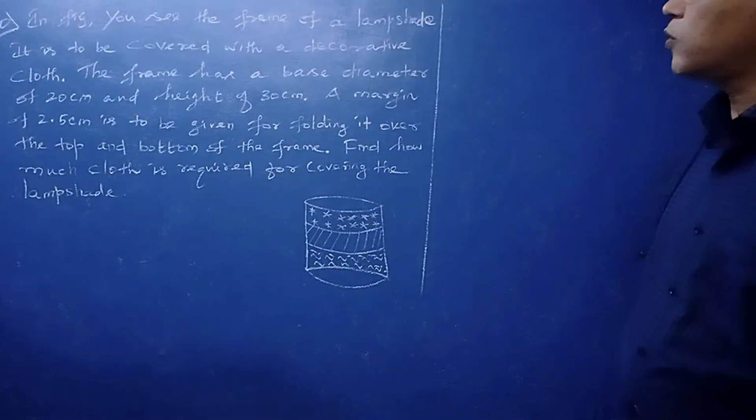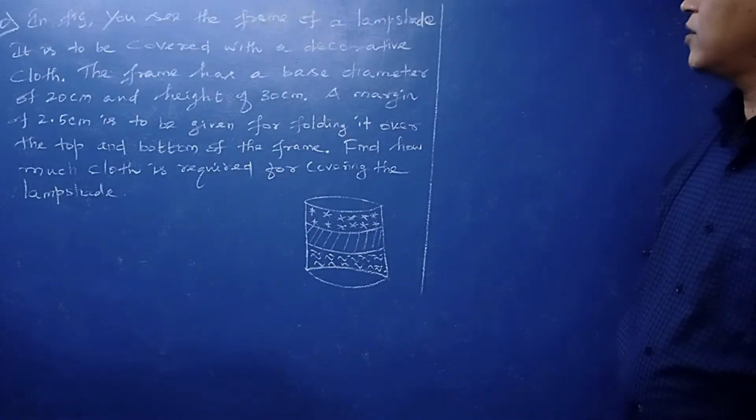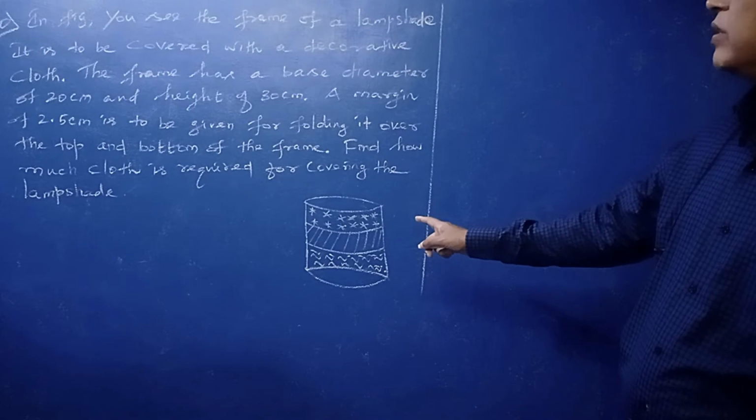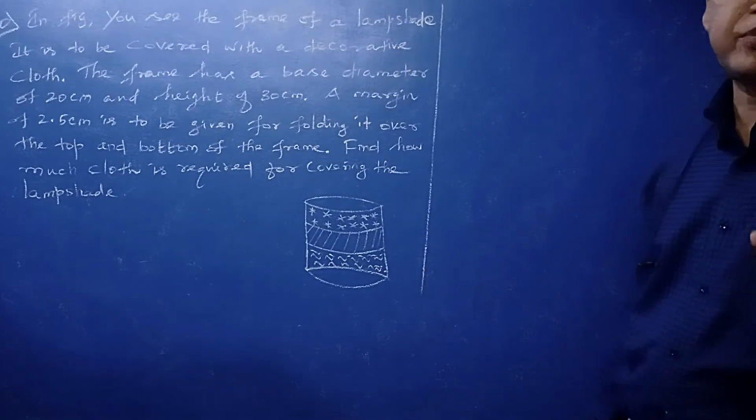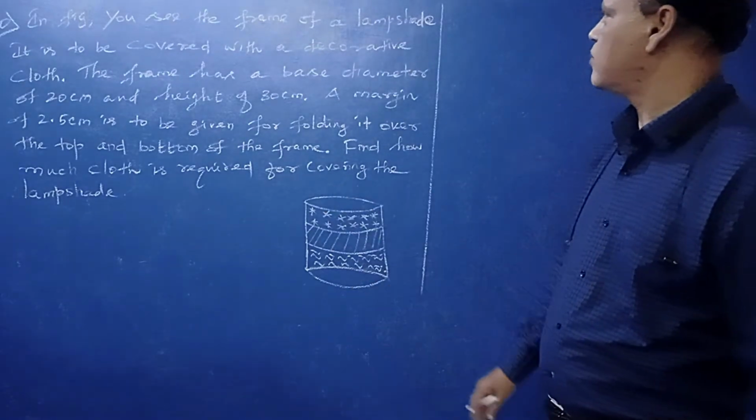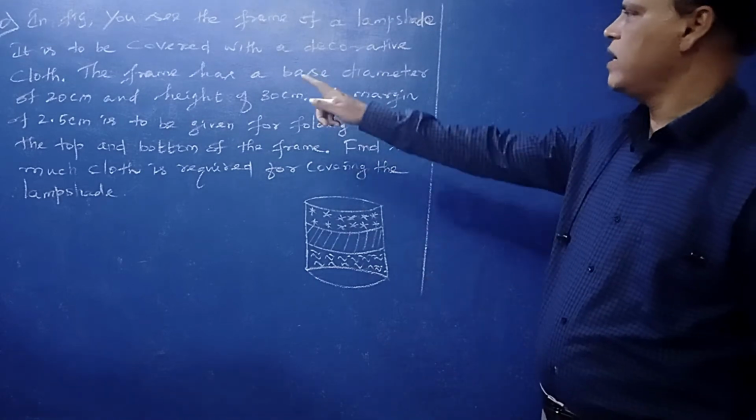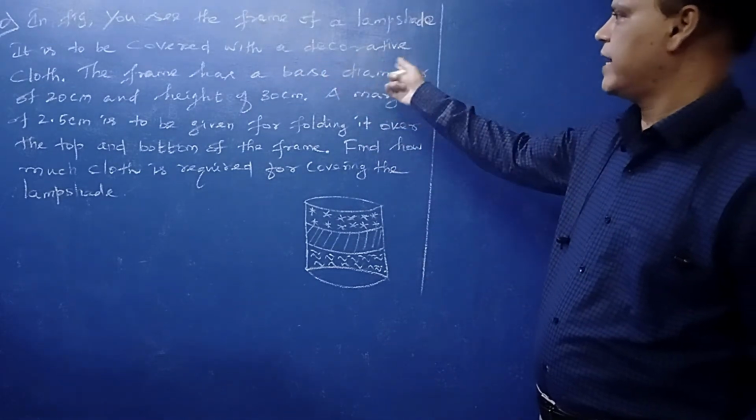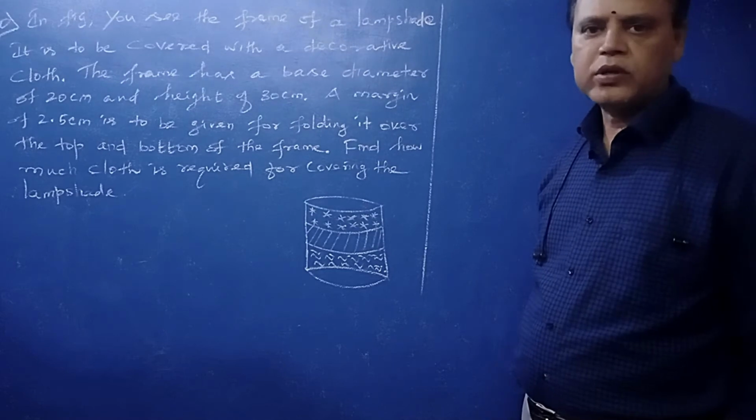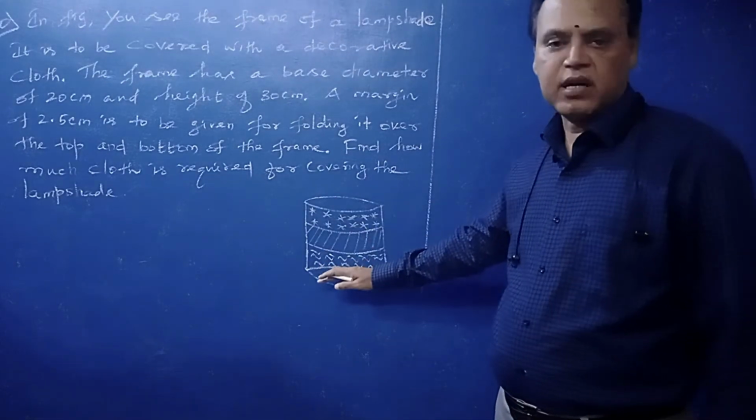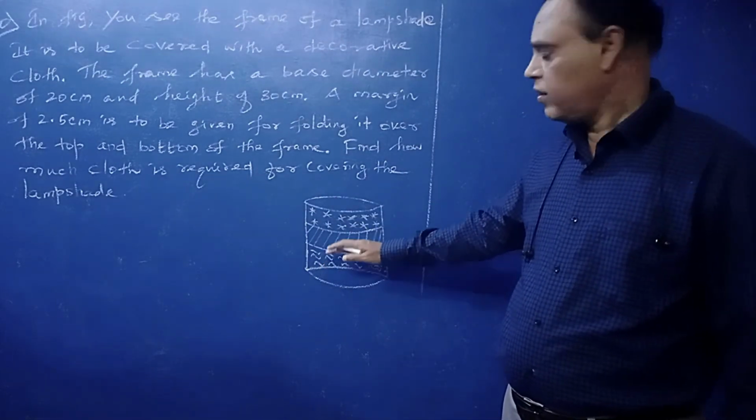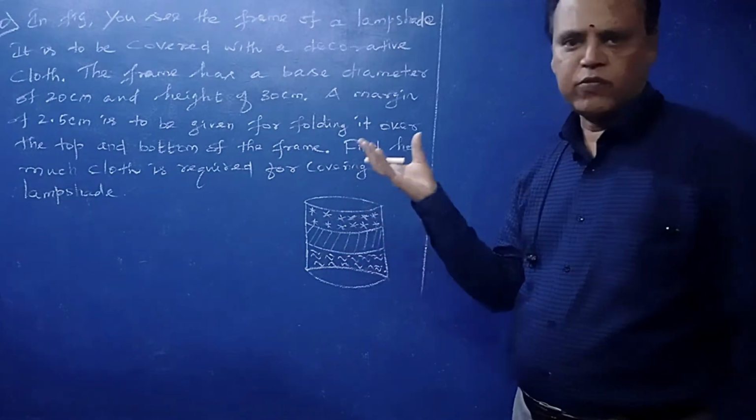This is the next problem, the 10th problem. In the figure you see the frame of a lamp set. You might have seen a lamp set. It is to be covered with a decorative cloth to reduce the brightness.